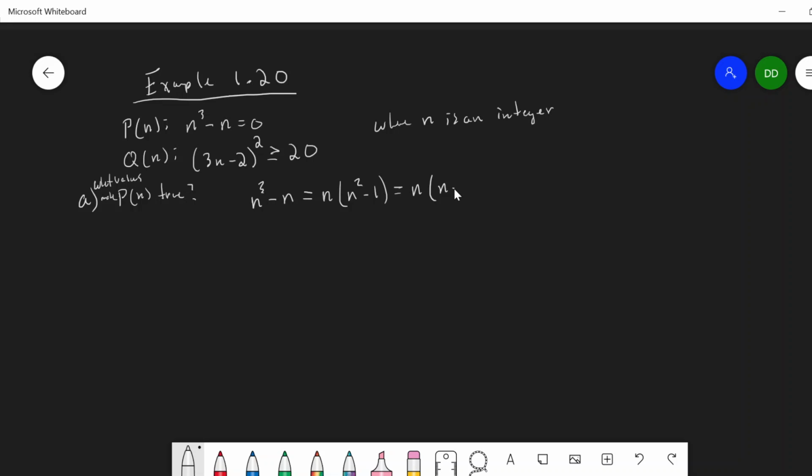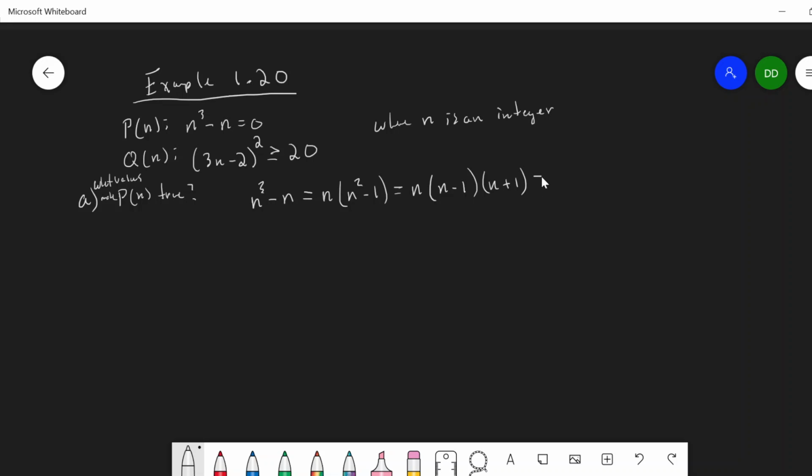But it's not too hard. I'll show you how to do this. n minus 1, n plus 1. And you can see if you FOIL that out, you'll get n squared minus 1. In general, it's the square root of this term minus the square root of this term times the square root of this term plus the square root of this term.